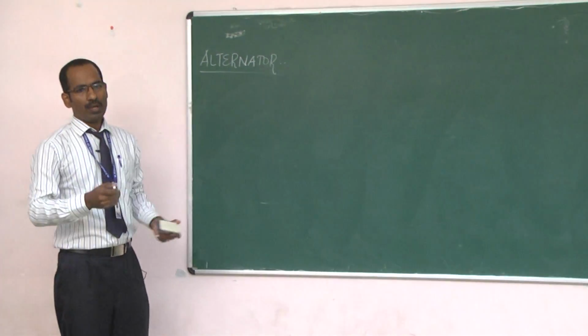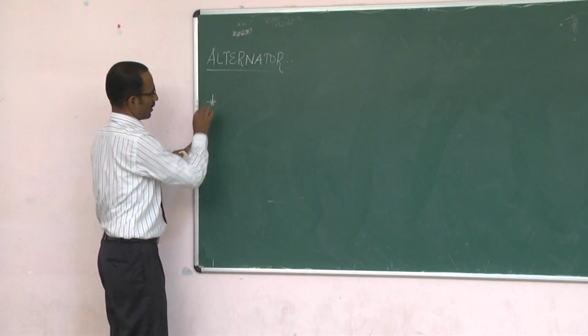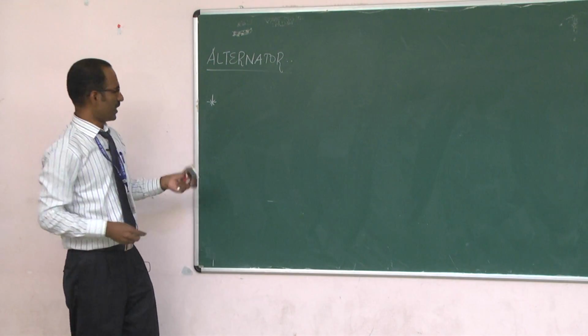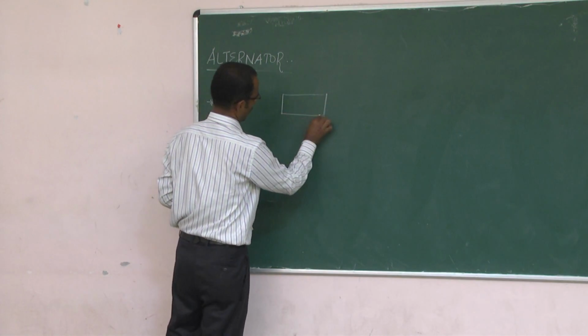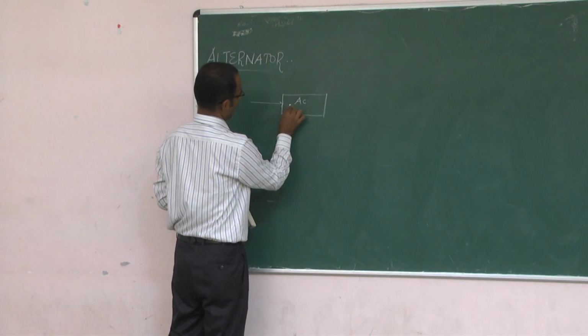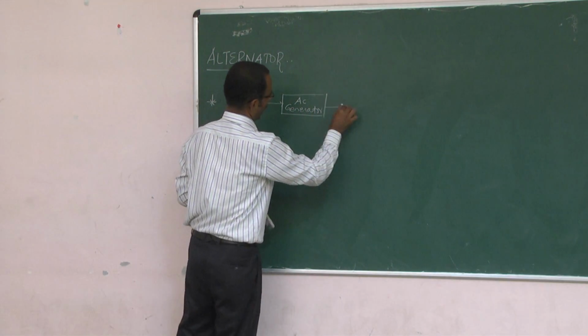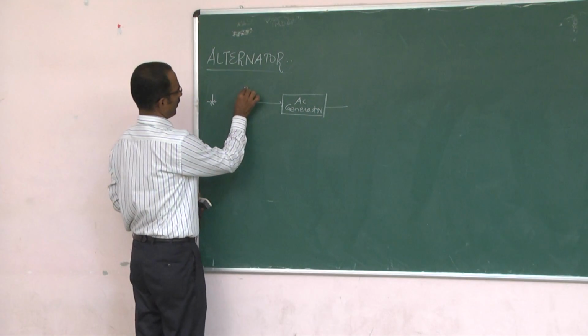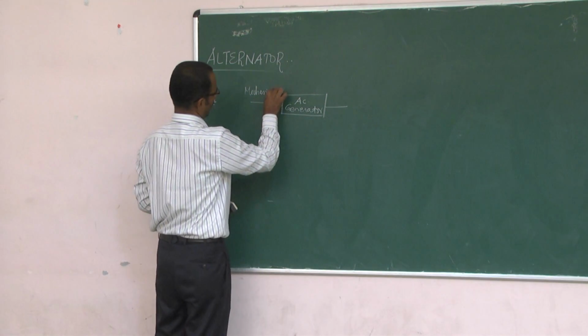Next thing. So what are the basics of an alternator? Alternator is nothing but, we already told that it is the AC generator. The generator is an electromechanical device. It converts the mechanical energy into electrical energy. It may be AC generator or DC generator.